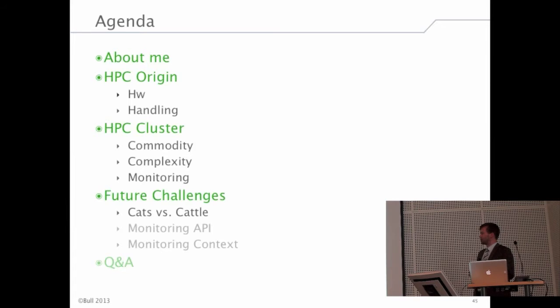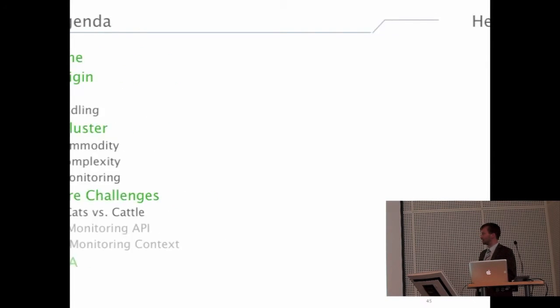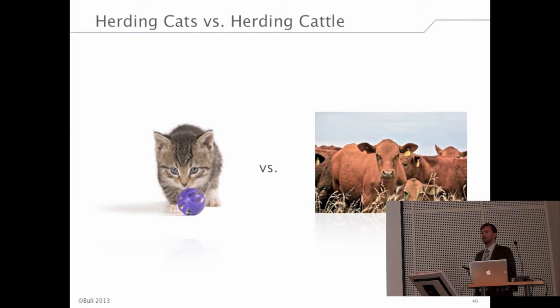So, future challenges, or current challenges, one could say. First, it's cats versus cattle. Does this phrase ring a bell for somebody? Yes, one, more, two, so a couple of them.